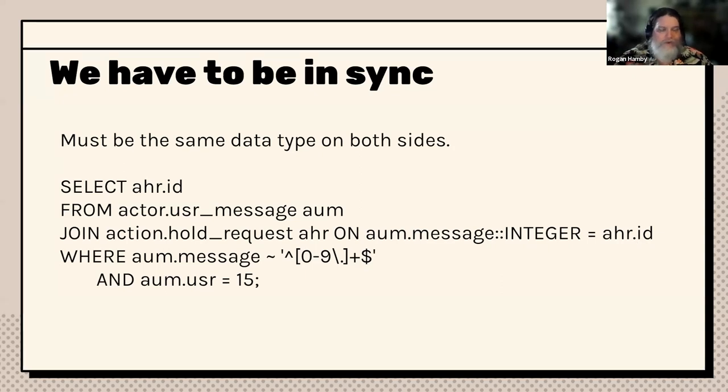However, normally if you do this, when you hit a value that is not transferable to an integer, say an English word, the whole query is going to fail. And that's where this little filtering down here becomes relevant, where it says where aum.message, and I won't explain this to people, but it's basically what's called a regular expression, and it says the entire content of the field is an integer, translates cleanly to an integer.